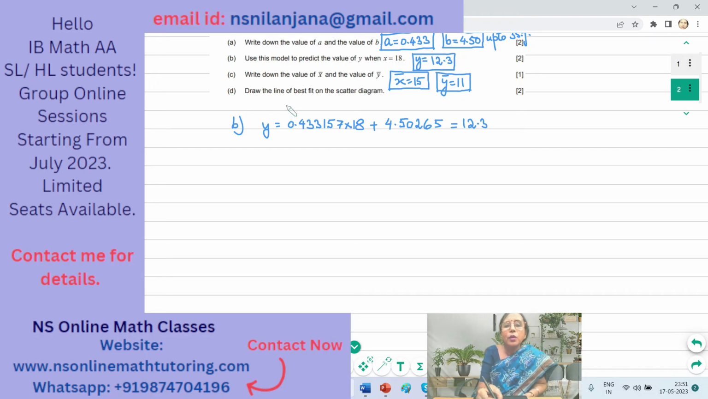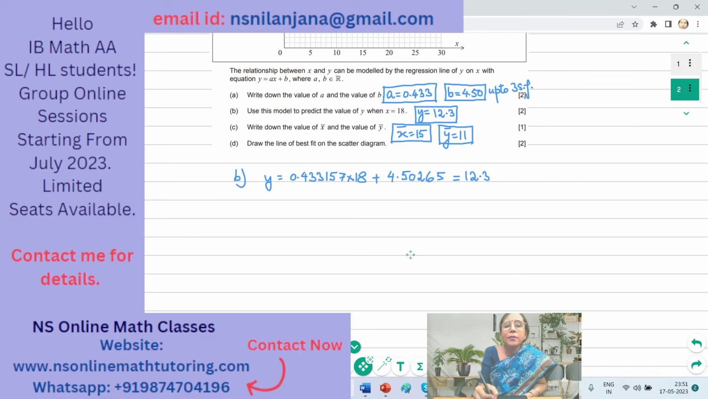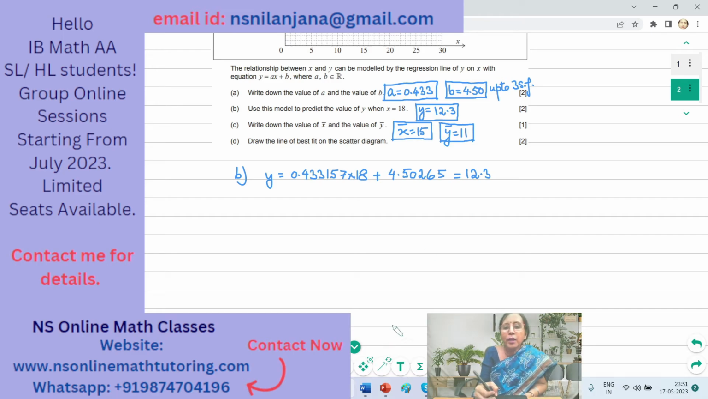Subpart D. Draw the line of best fit on the scatter diagram, contains two marks. The scatter diagram is given. One thing that you should know is the line of best fit will obviously be the graph of the regression line equation, which is referred to by F1. And another point is the regression line equation, or the line of best fit, will always be passing through the mean x, mean y point, that is 15 comma 11 in our case.